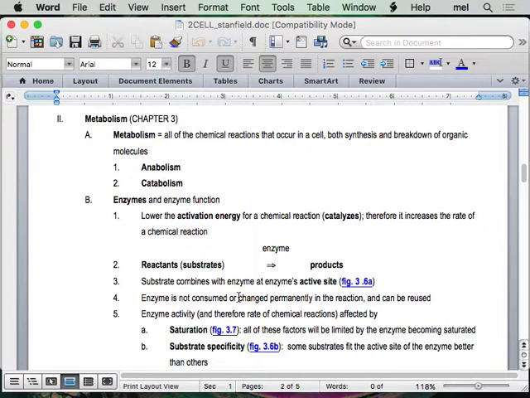Metabolism generally, not always, but has the capacity to release energy. When you're taking something large and you're breaking it down, you have the capacity to release energy. Okay. Anabolism is taking small things like an amino acid and using that to build bigger things like a protein.